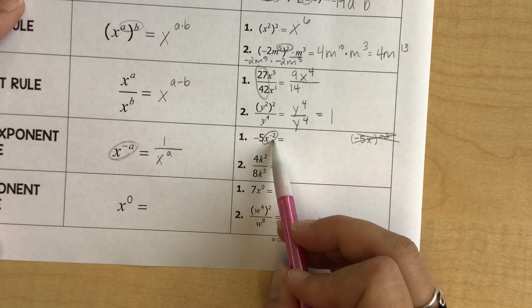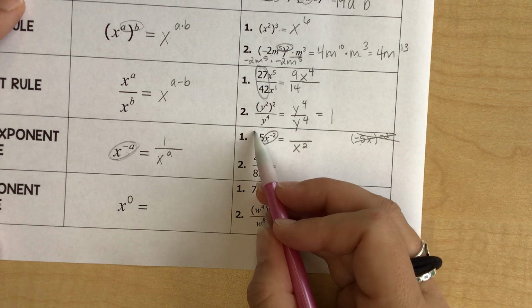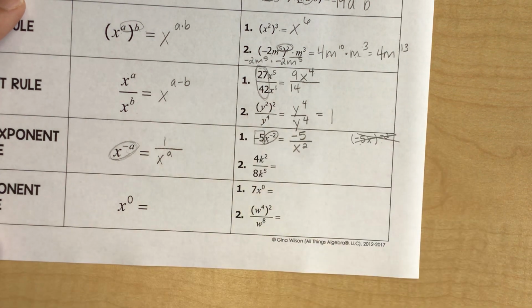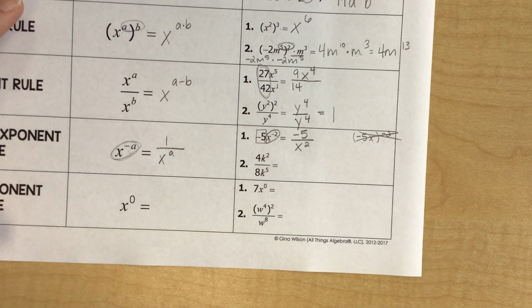So to get rid of this negative 2, we put it on the bottom of a fraction. I'm not going to touch this at all. This is a whole number, so it's going to stay on top. All right, so whole numbers stay on top. If it's a piece, then it goes to the bottom.